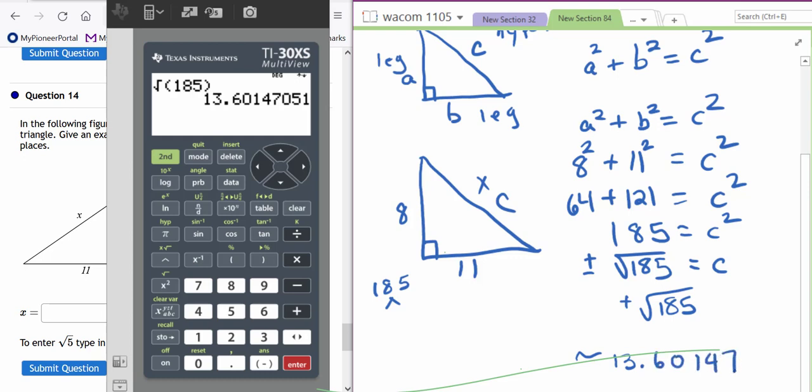13.60147. That's 5 places. The next one is a 0. I had to see the next one. If it was 5 or higher, it would push this one up. So this would be the answer to 5 decimal places.